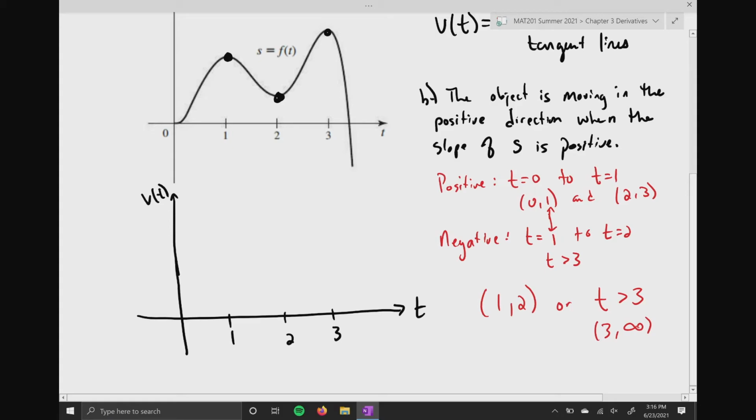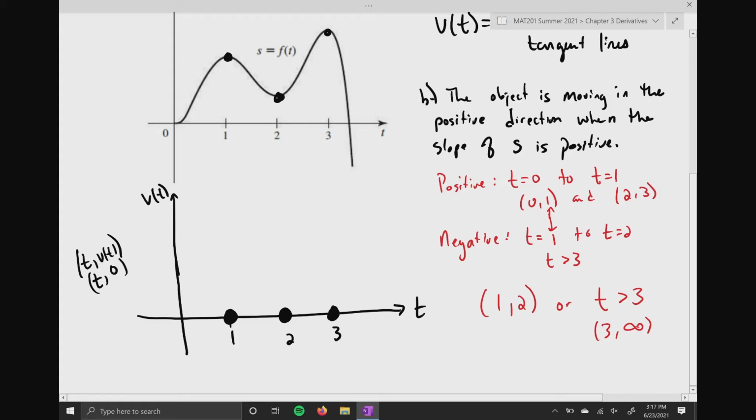Therefore, on my velocity curve, at t equals 1, 2, and 3, I must either cross or touch that t-axis because my velocity is equal to 0. Remember, all these points are going to be t comma v of t. So if my velocity is 0, then that's going to occur at t equals 1, t equals 2, and t equals 3.